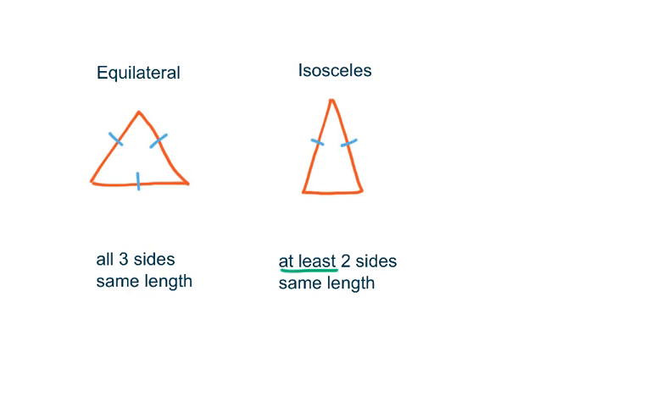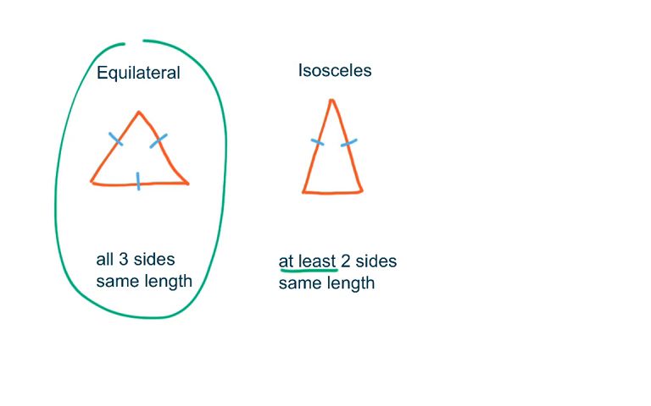That means if three sides are the same length, it's an isosceles triangle. So that means that this triangle over here is equilateral, and it's also a special kind of isosceles triangle. An equilateral triangle would classify as an isosceles triangle because it has at least two sides that are the same length.